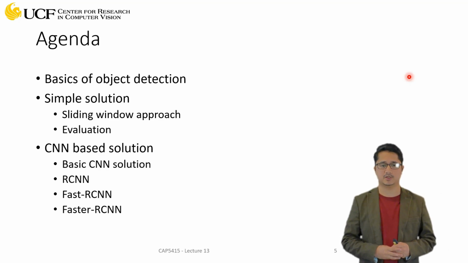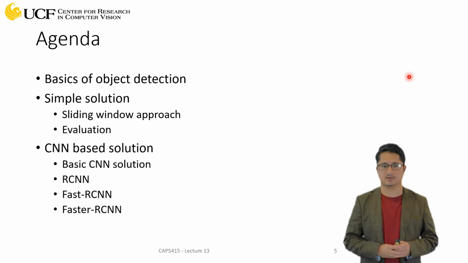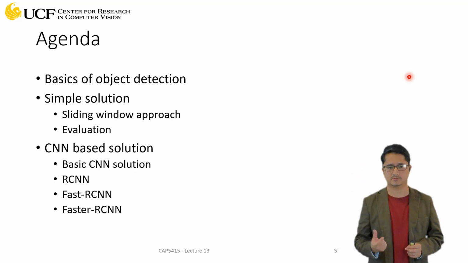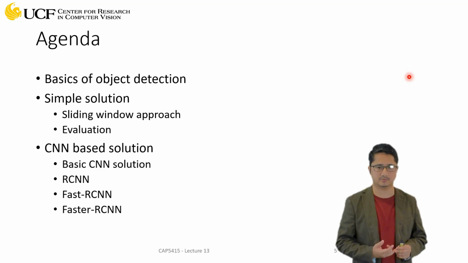Followed by that, we'll have CNN-based approaches, and we will go through a series of algorithms, and all of them are kind of related. So we'll start with the basic CNN solution you can have, and then a series of 3 algorithms which are based on the region proposal network.